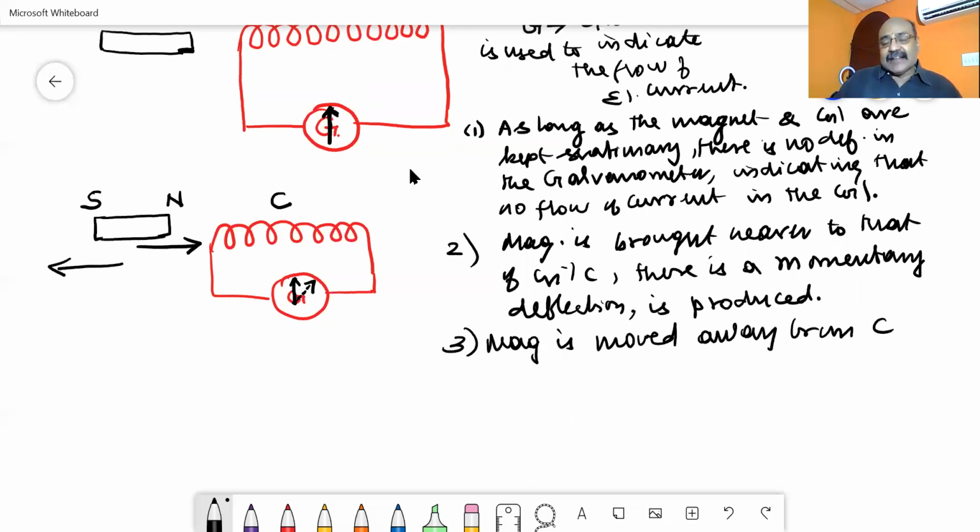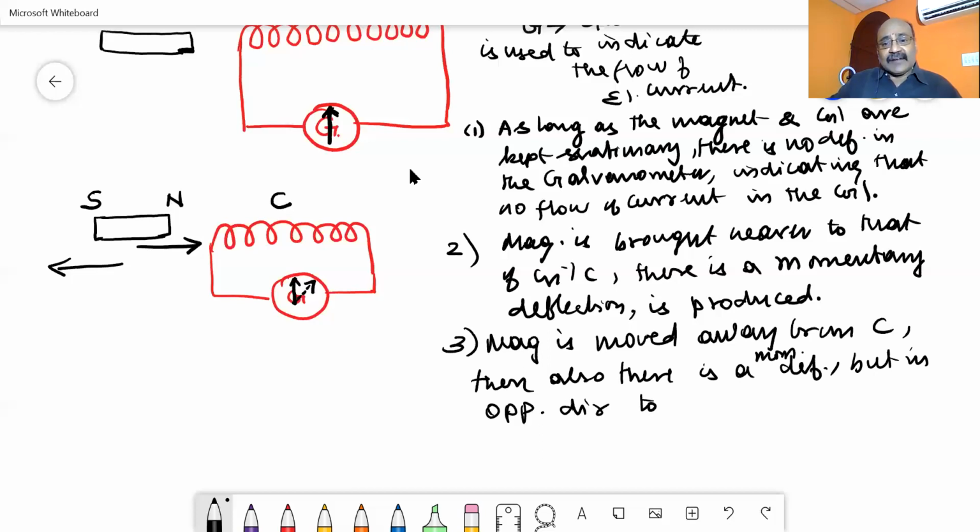So if the magnet is moved away from C, then also there is a deflection, and that deflection is a momentary deflection, but in the opposite direction to that of the previous case. Okay, this is one experiment. What are the two conclusions?